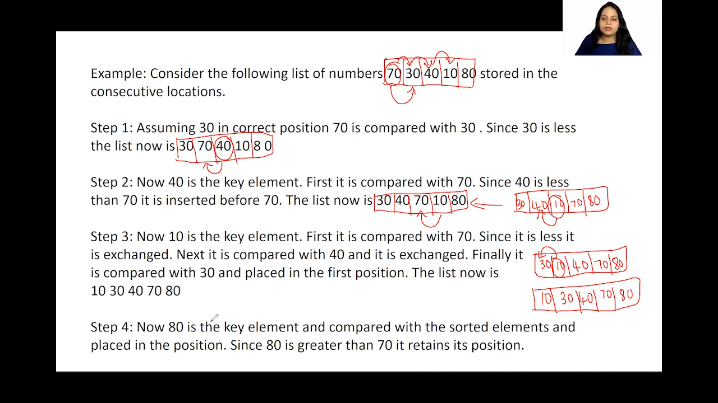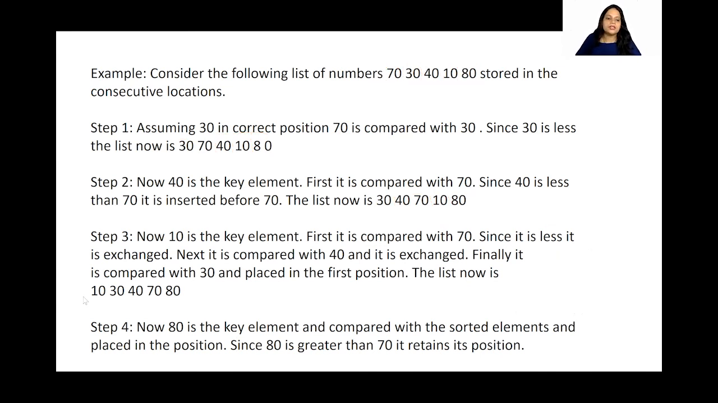Now again, lastly we are left with 80. We have not compared 70 with 80, isn't it? So now 80 is the key element and it is compared with the sorted elements and placed in its position. Since 80 is greater than 70, it remains in the same position. Now this is going to be our final array, which is in sorted order, isn't it? So this is how we are going to do the insertion sort.